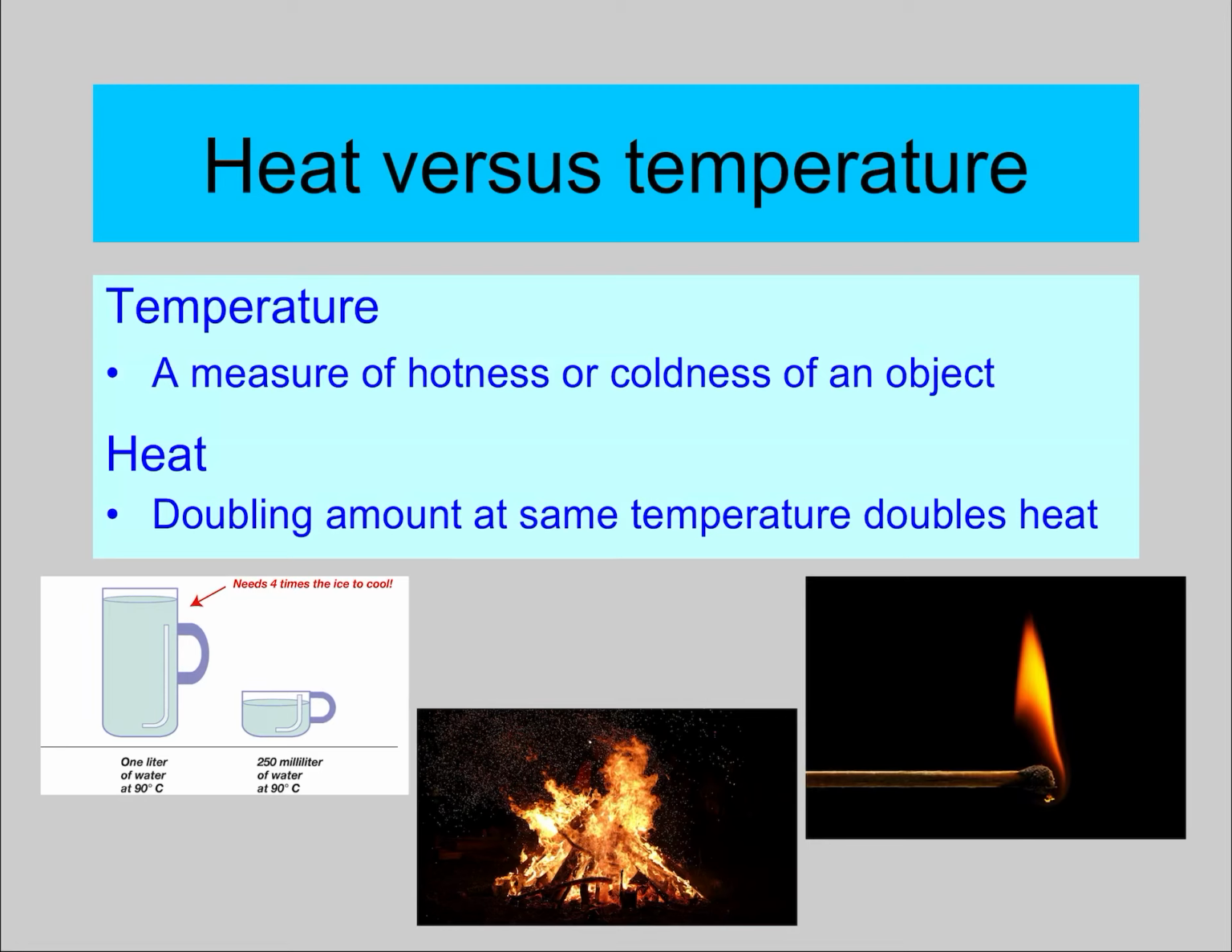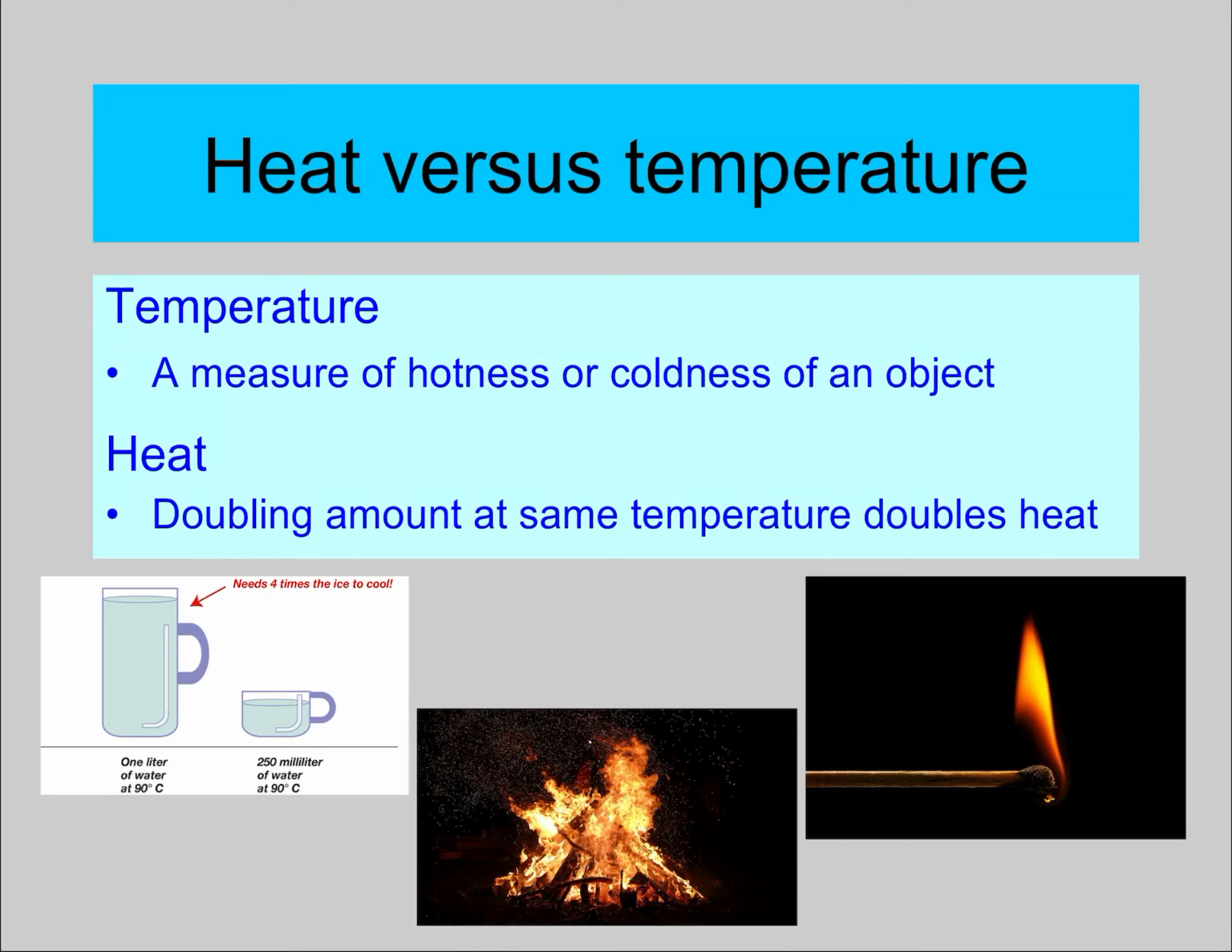But why? Because there's more wood. And as we have more wood versus the match, we're going to have more heat. So heat is what we call mass dependent. It depends on how much matter we have. If I have a lot of something, it's going to produce a lot more heat, or it's going to take a lot more to cool it down than if I have a little bit of something.